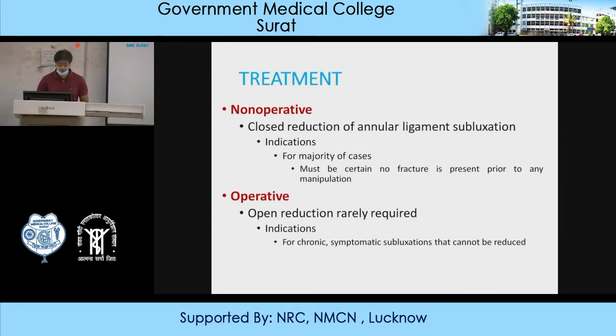Now the treatment part. In non-operative treatment, there will be a closed reduction of the annular ligament subluxation. This is the indication that it can be treated in the majority of cases. It must be certain that no fracture is present prior to the manipulation, so it should be confirmed first. In operative treatment, open reduction is rarely required, and it's required for chronic cases and symptomatic subluxation that cannot be reduced. If patients come after more than 12 hours, or 24 hours, and the parents have noted that the patient is having some problem in his elbow, then yes, we have to go for operative treatment.